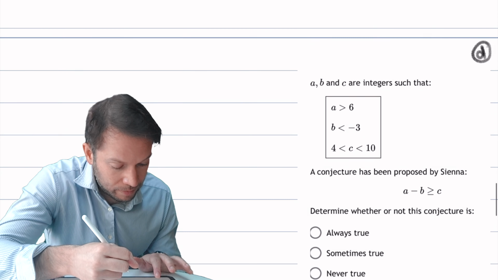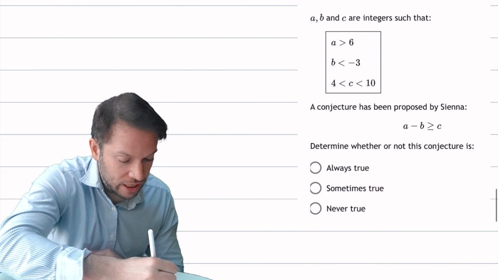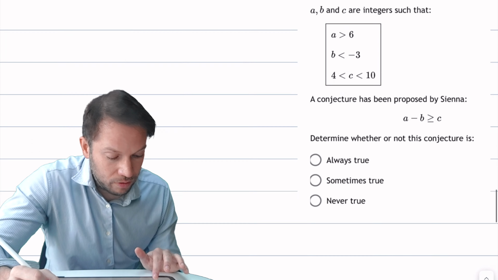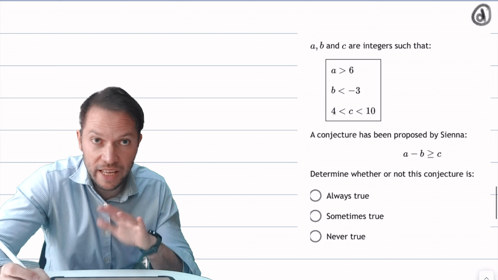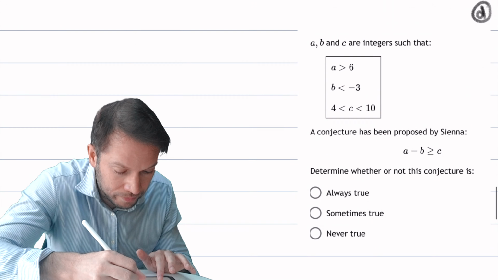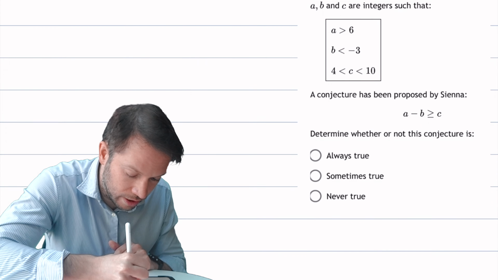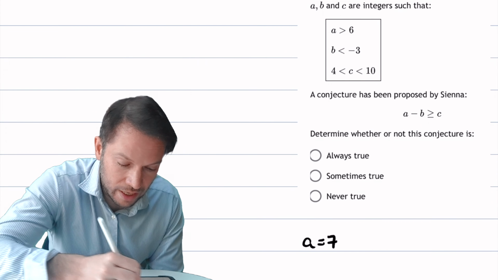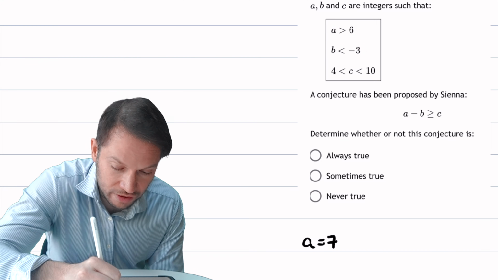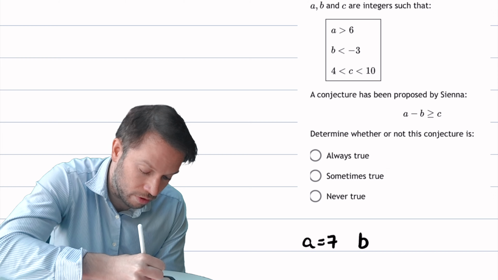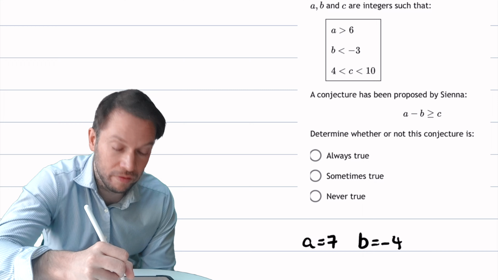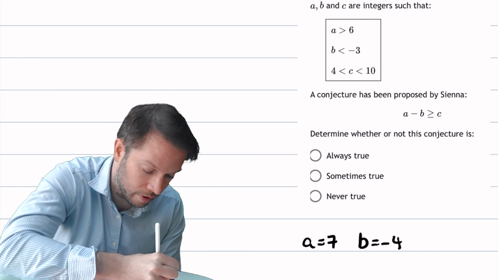Right, now, we've got to see whether this conjecture is always true, sometimes true, or never true. Now, let's try some different examples and just get a feeling about what's going on here. Let's say a is equal to 7, because we said that a is greater than 6. Now, b has got to be less than -3, so let's say b was -4, because -4 is less than -3. And c is some value between 4 and 10, let's just say 5.